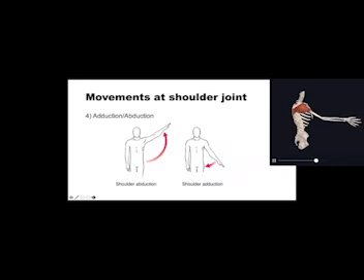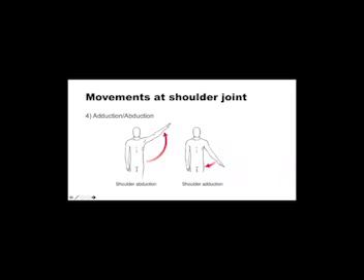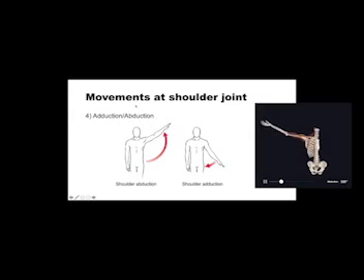Lastly, I want to talk about abduction and adduction. Shoulder abduction is when you bring your arm up to the side and all the way up, so you can achieve 180 degrees. Adduction is the opposite of that. So come down to the anatomical position, and you can go further, right? So bring your hand across your body.